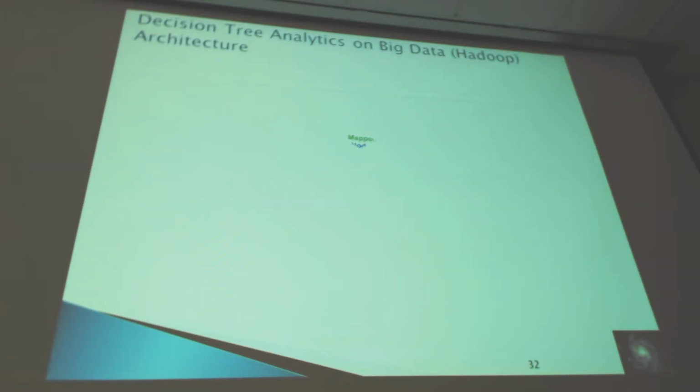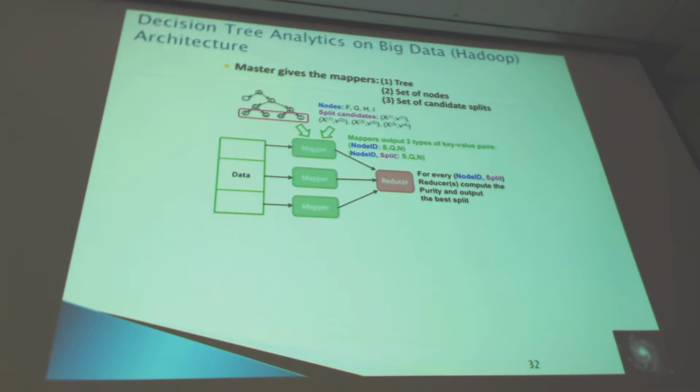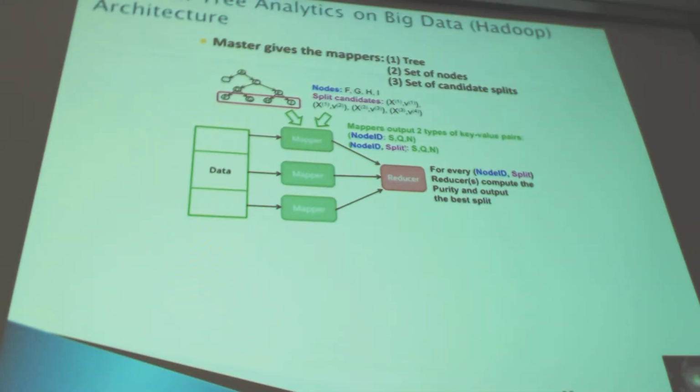So it's decision tree analytics on the big data architecture. This is the overall system architecture that I just mentioned, where the master gives the mappers the tree, the set of nodes, and the set of candidate splits. The mappers collect that data and output key value pairs like the node ID, the node number, and the split value. The reducer then calculates the purity, and it outputs the best fit by calculating the information gain.